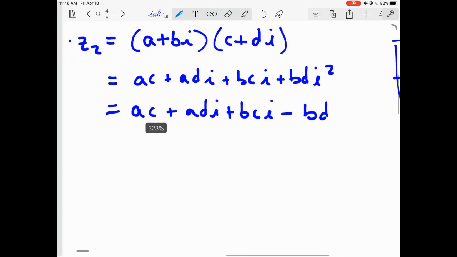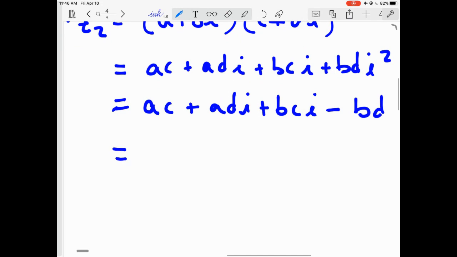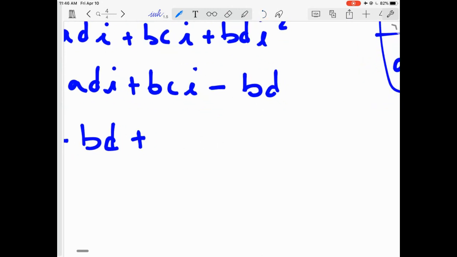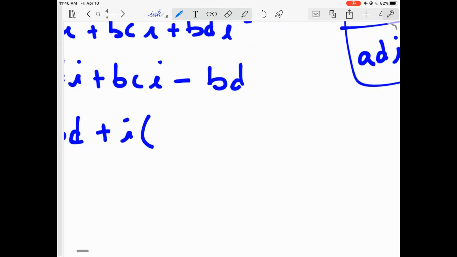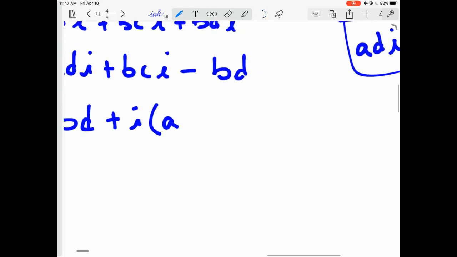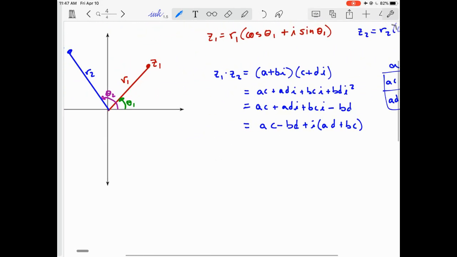Let's reorganize some things real quick. So ac and bd are like terms, they don't have an i, so let's group those together. ac minus bd. Also, these are like terms, and I notice that they both have an i in them. Let's factor that i out. So we'll have plus i times the quantity of ad plus bc. Not so bad.